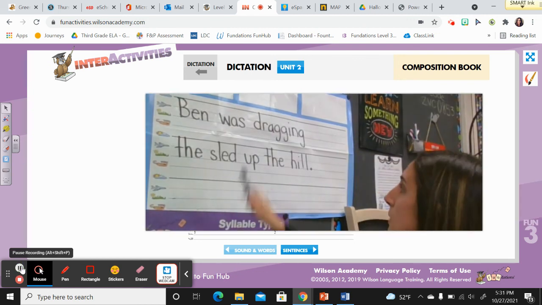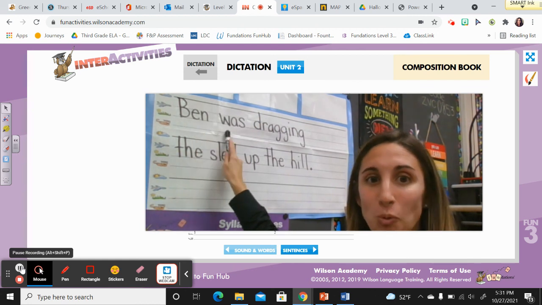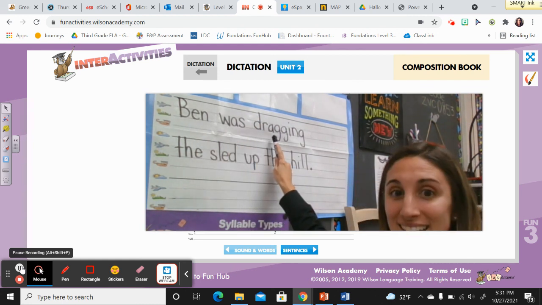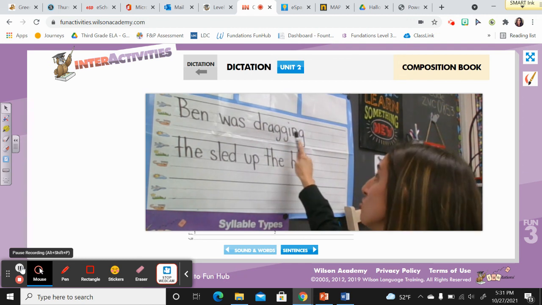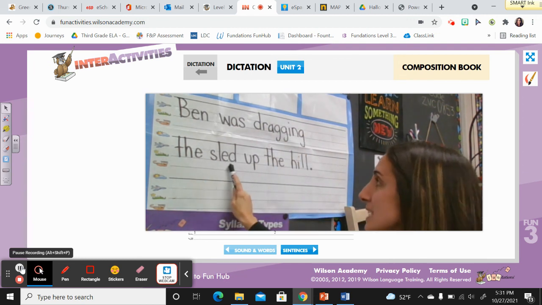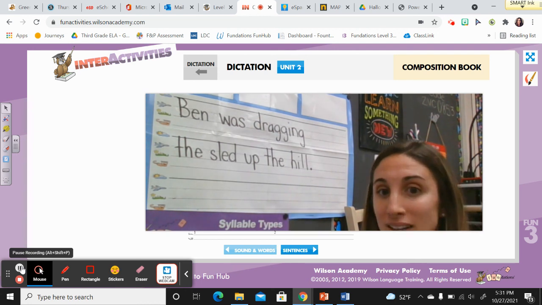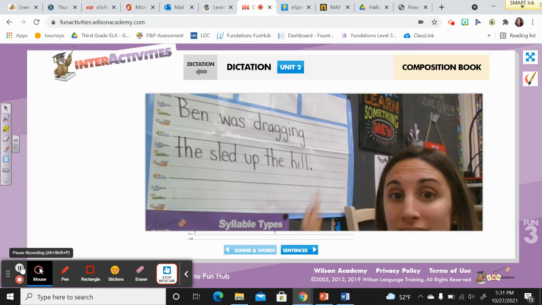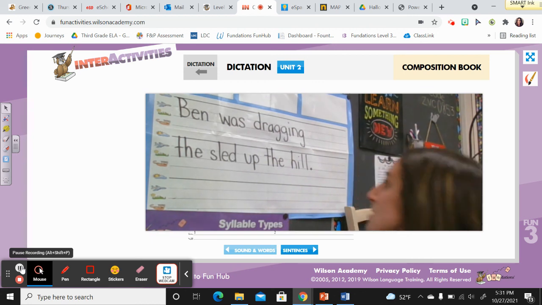All right, look behind me and see how you did. Did you remember a capital at the beginning? Ben was, look at dragging. Did you remember drag was a 1-1-1 word? And you're attaching a vowel suffix, so you want to double the consonant there. Dragging the sled up the hill, and hill has a bonus letter there. Don't forget your punctuation.